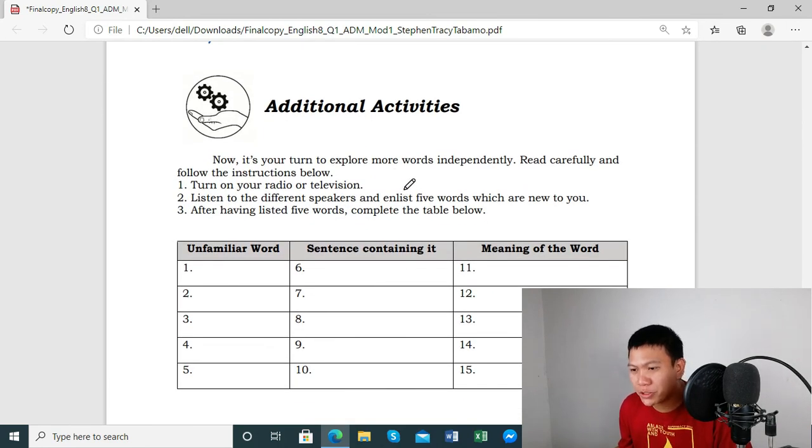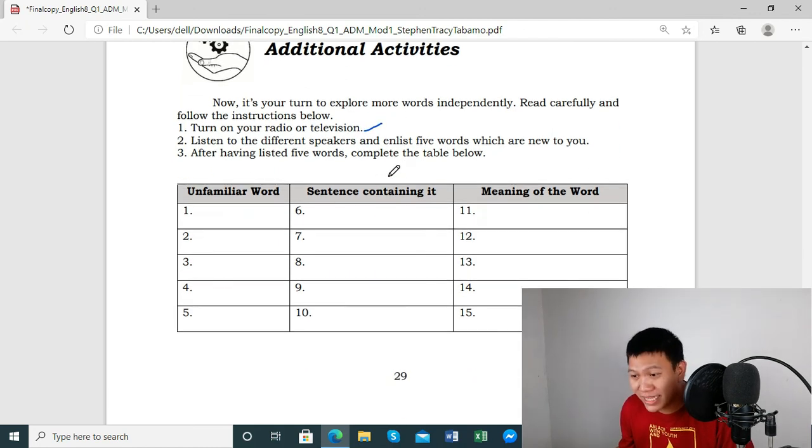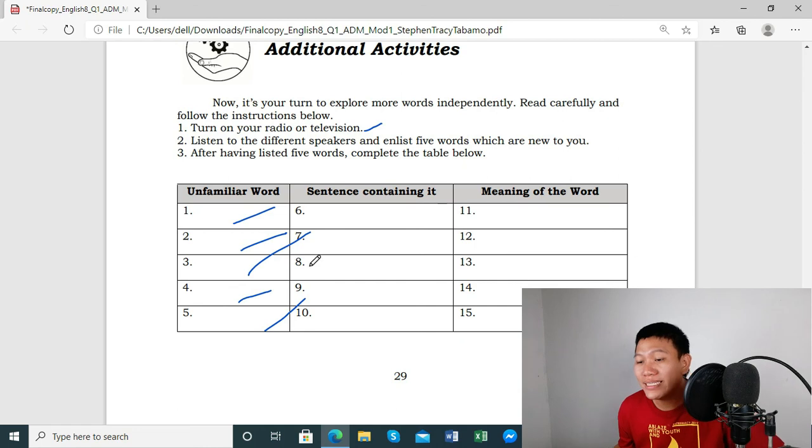Now, it's your turn to explore more words independently. Read carefully and follow the instructions below. Turn on your radio or television. So kung may TV kayo, may radio kayo, it's okay, turn it on. Listen to the different speakers and list 5 words which are new to you. So magsulat ka ng 5 na unfamiliar words. Mga bagong salitang narinig mo sa TV o sa radyo o saan man, sa kapitbahay mong mala-radyo o mala-TV. Okay. Sentence containing it, yung buong sentence niya. And then, the meaning of the word. Okay? Okay.